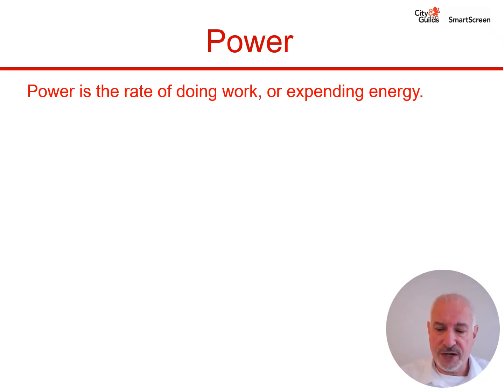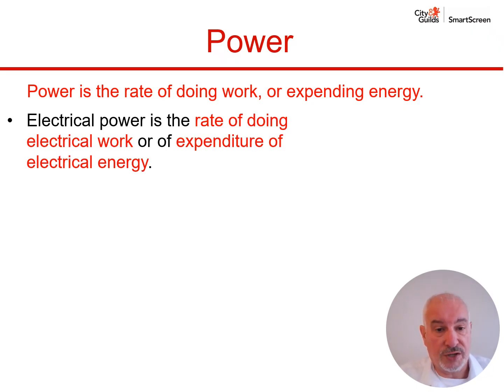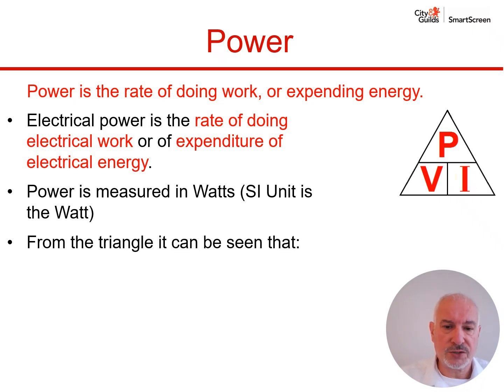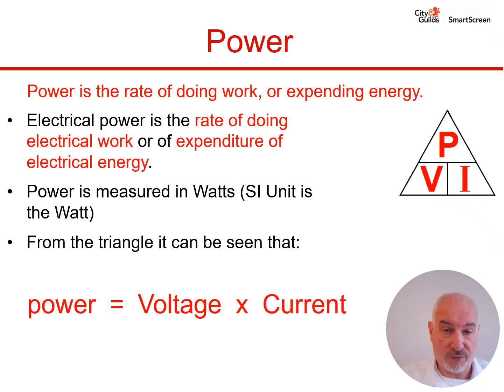And just as that's true generally, it's true in electrical circuits. So electrical power is the rate of doing electrical work or of the expenditure of electrical energy. And power is measured in watts. That means the SI unit of power is the watt. You'll see I've put a triangle there and it looks rather similar to the Ohm's law triangle, but it's not got exactly the same letters in it. And we're going to explain that in terms of the power formula now.